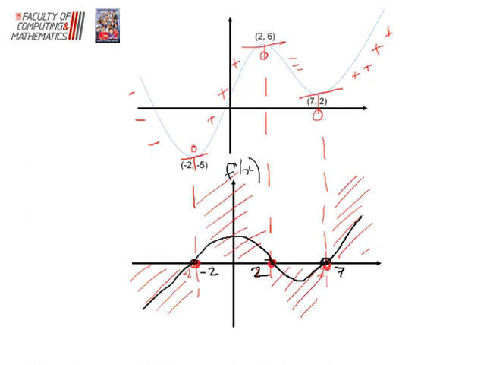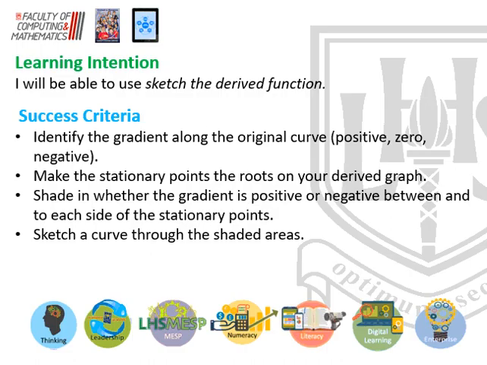The only thing to be slightly careful of that I'm not showing you here is a point of inflection. A point of inflection will be positive, go back to 0, and then positive again, so it'll come down and touch the x-axis. But being able to do those four things will mean that you can always sketch a derived graph.